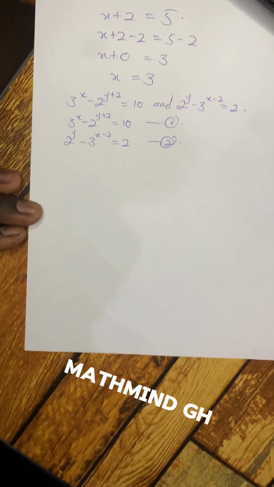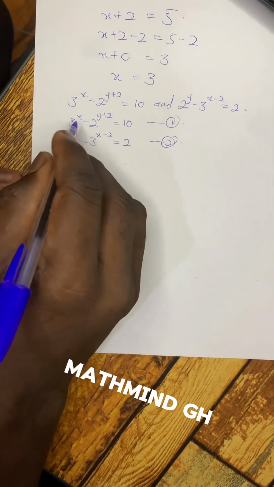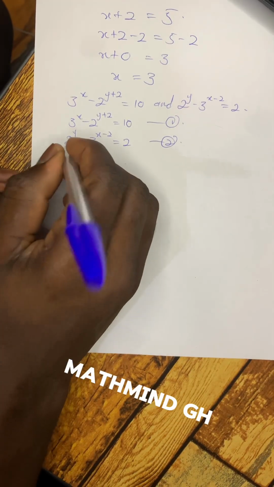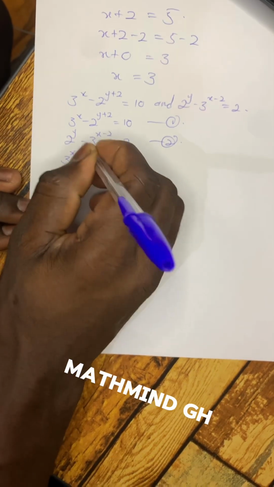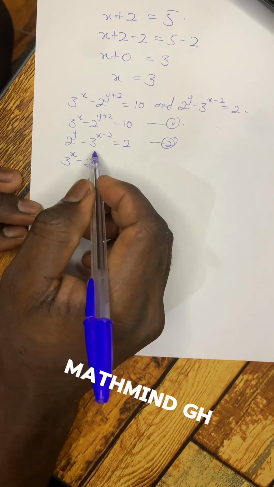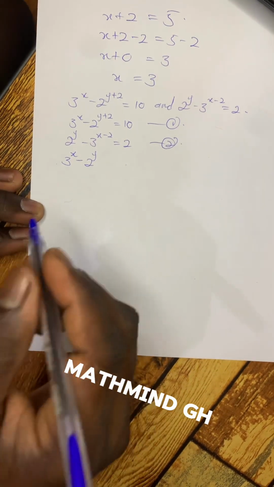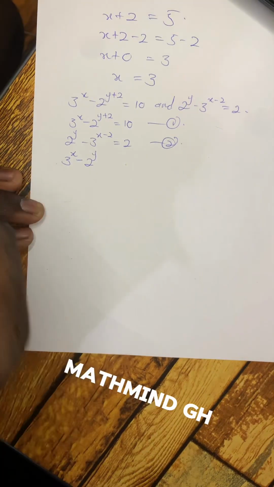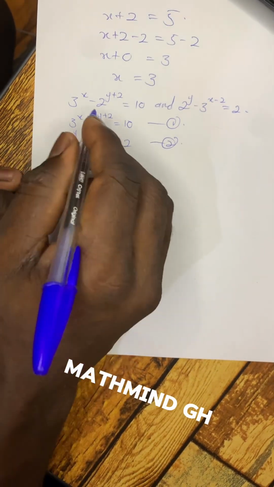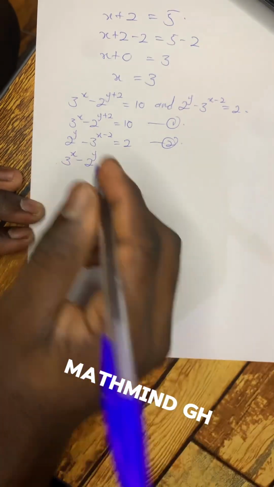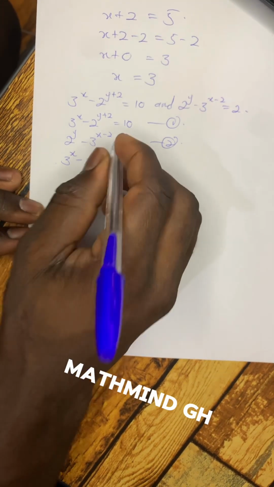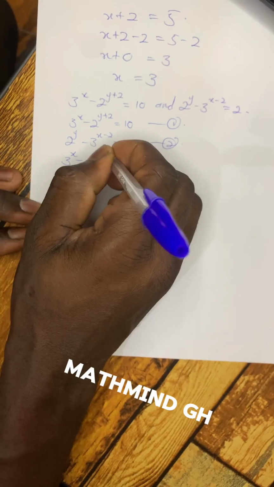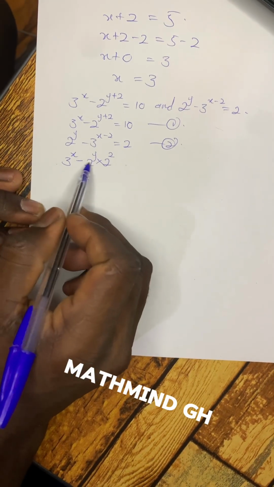So we can rewrite this in a nice way. Writing the equation 1 in a nice way would give us 3 exponent x, 2 exponent y, because the laws of indices say that when the bases are equal, you add the exponents. That is when they are multiplying. So we can rewrite this as 2 exponent y multiplied by 2 exponent 2.